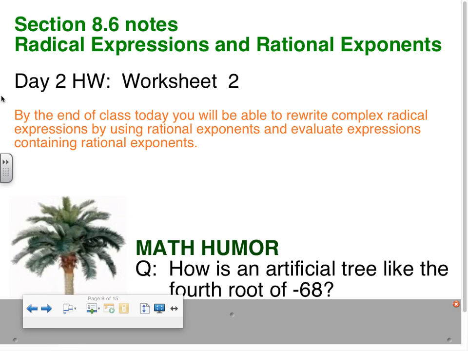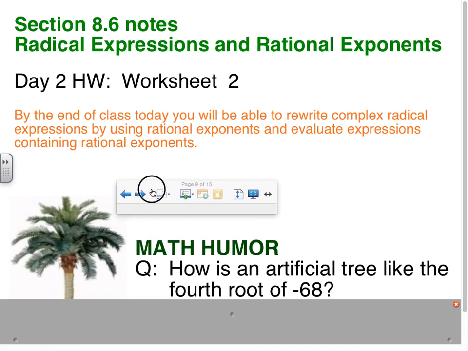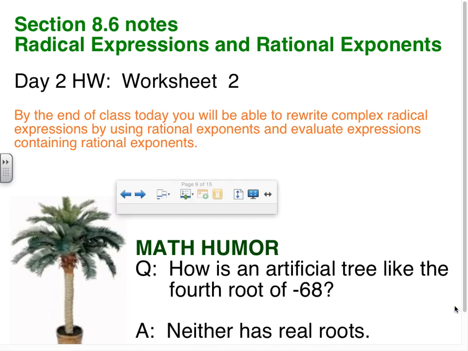Let's start this off right with a little bit of a joke. How is an artificial tree like the fourth root of negative 68? Wait for it. Wait for it. There it is. Neither has real roots. Ho ho. Ho ho, holy mackerel. Okay.